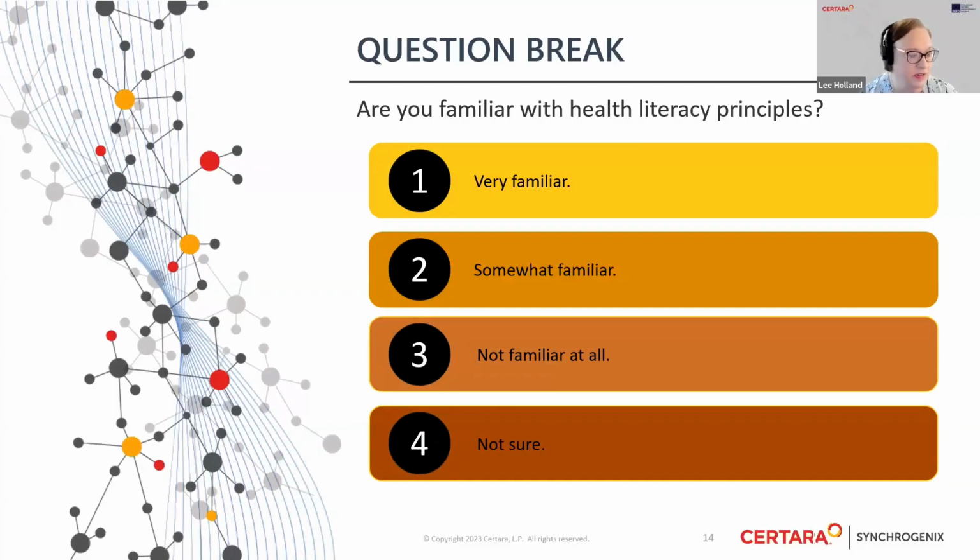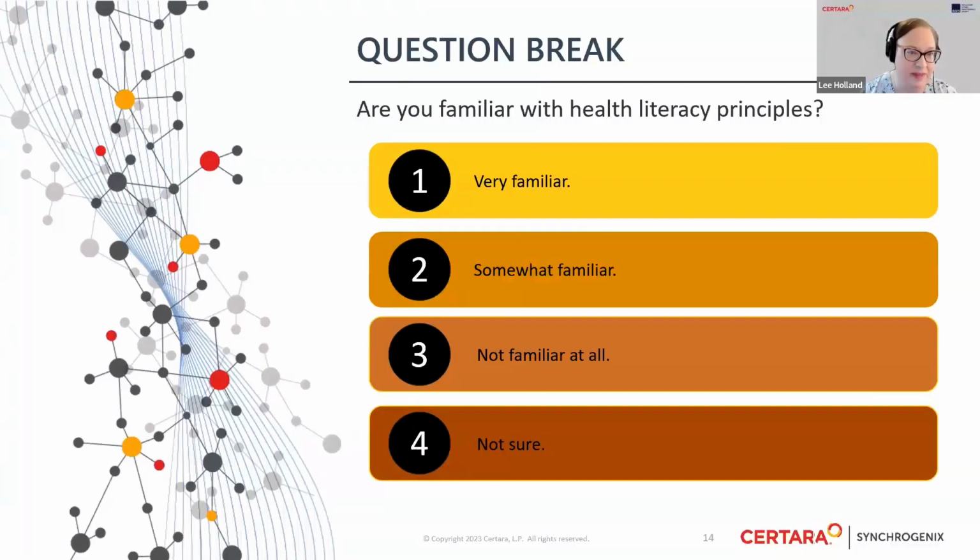We're going to give it a few more seconds here for responses. Okay, I can see that most of our audience are not very familiar with health literacy principles. Some are somewhat familiar. So we're going to go ahead and take a look at health literacy principles.